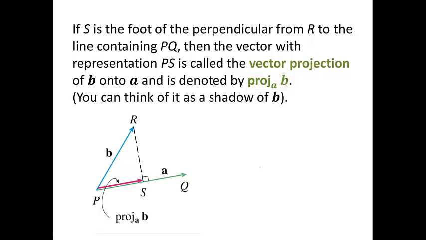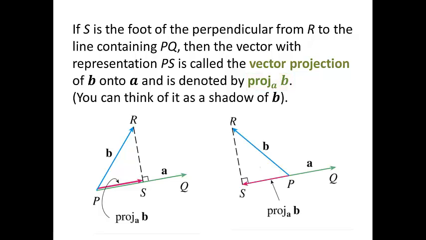Let's go through that again, this time supposing that A and B point in roughly opposite directions. Let S denote the foot of the perpendicular line from R to the line containing PQ. Then the vector from P to S is the vector projection of B onto A. One way to think of the vector projection is as the shadow of B.